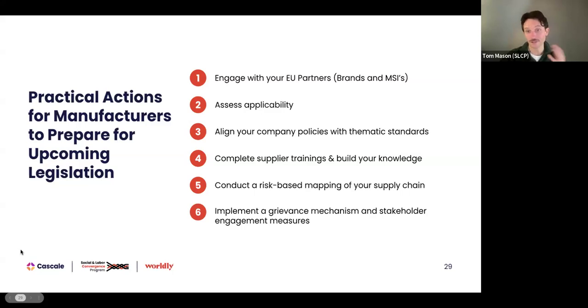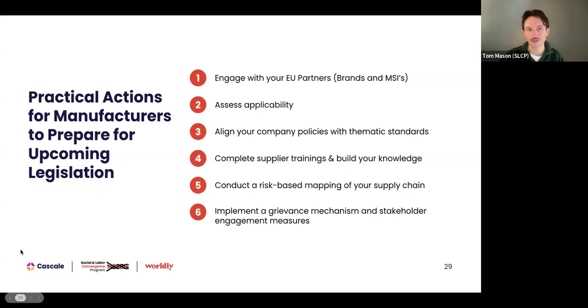The fifth is conduct a risk-based mapping of your supply chain. So with this, taking maybe a two-pronged approach, identify potential risks which are within your own operation as a supplier, and then also understand where there's areas of improvement, not just within your own operation, but within your supply chain as well. These are things that are really helpful when conducting human rights due diligence, and are really critical to understand when using that risk-based approach, which I talked about earlier.